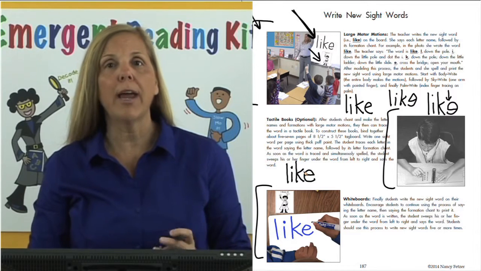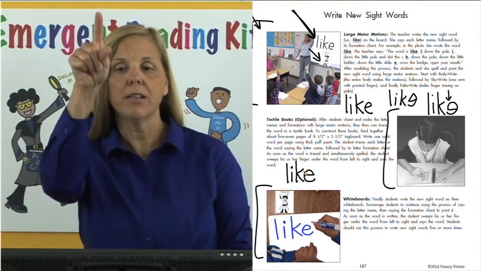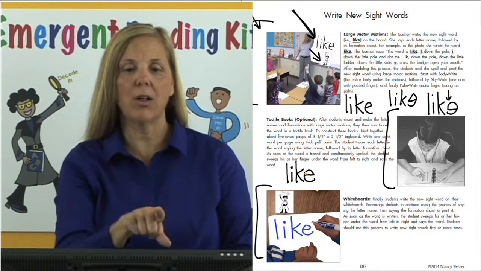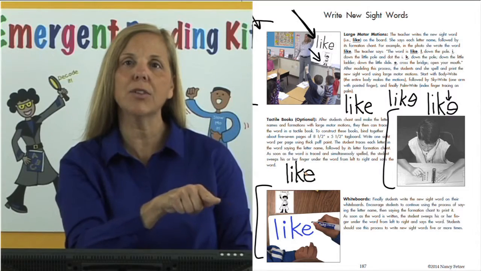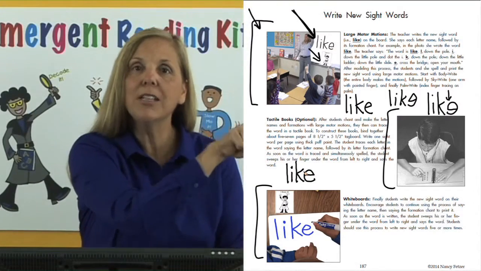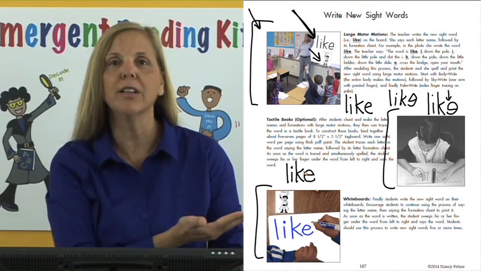After we do body write, we then move to sky write. Finger in the air, down the pole. Down the pole, dot the I. Down the pole, down the ladder, down the slide. E likes to be close to the letters. Cross the bridge, open your mouth. And there we have the word "like."